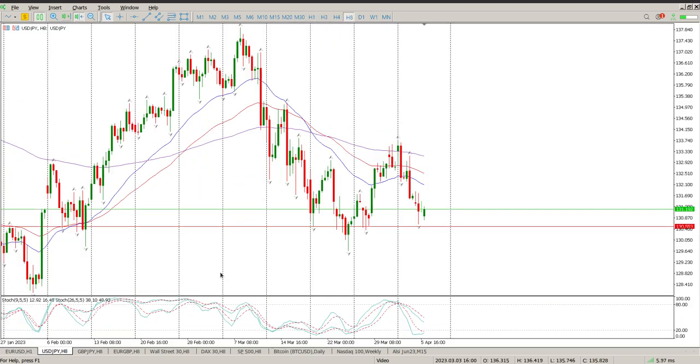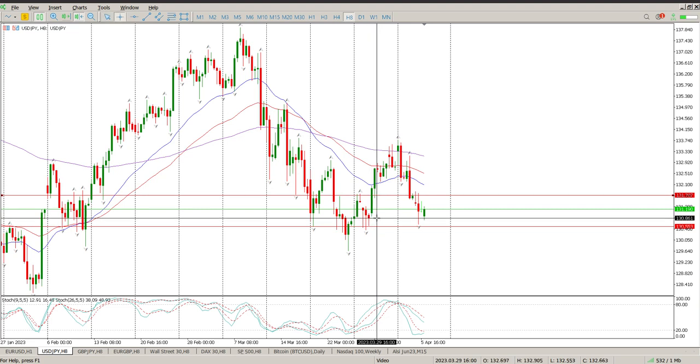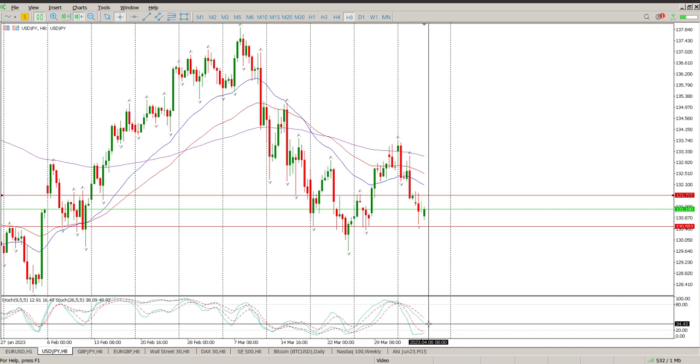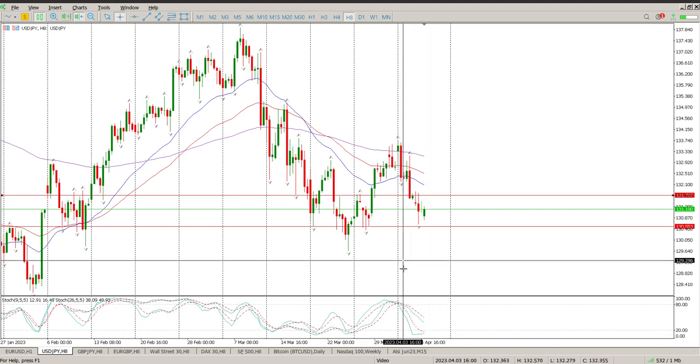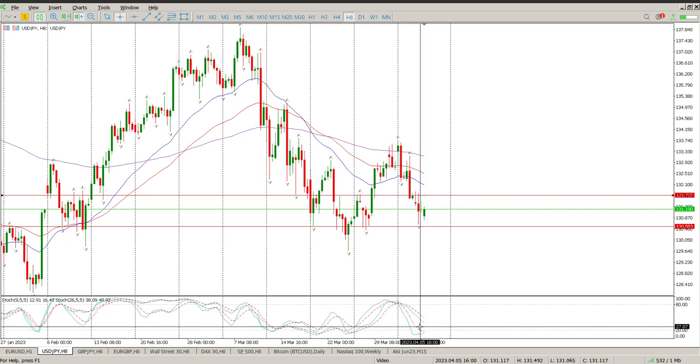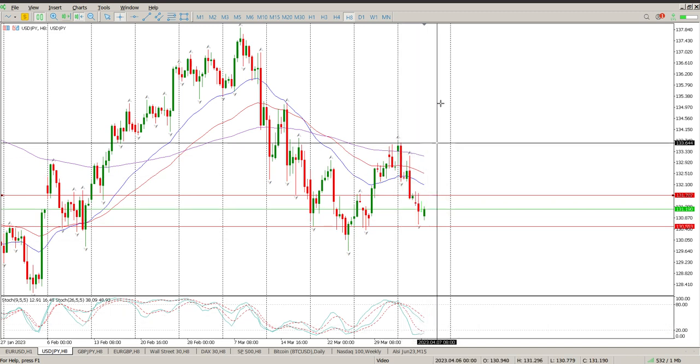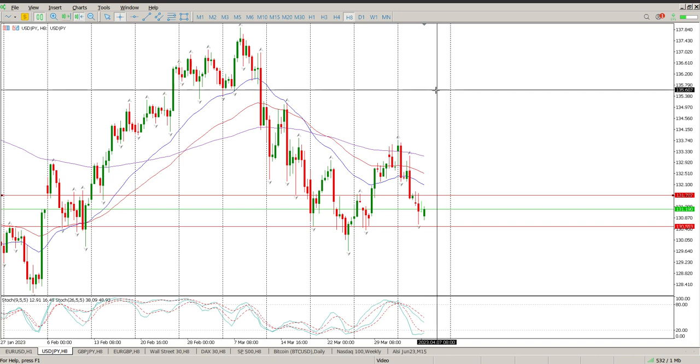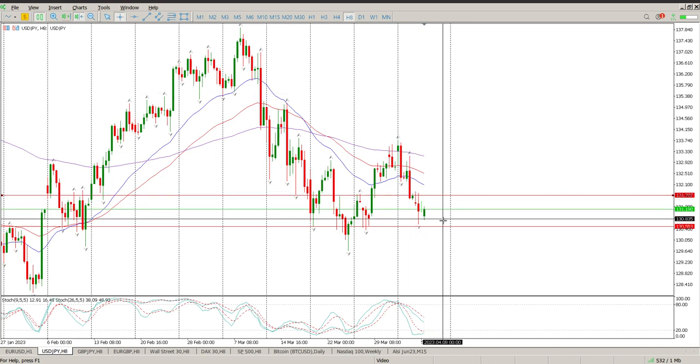Moving on to US dollar Japanese yen. So we kind of pulled back a little bit further than what we were expecting. What I was looking for was something along there. We started building something and then we just dropped below it. So this gap is not closed yet, so that is still very much in play. Look at the oscillators grouping quite nicely at the moment.